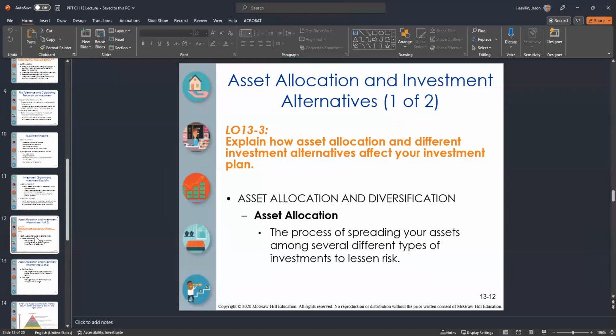Asset allocation, investment alternatives. So asset allocation and diversification: the process of spreading your assets among several different types of investment to lessen risk. Diversification is the key. And by asset classes, think bonds, stocks, CDs, money market, mutual funds, all kinds of different asset classes.